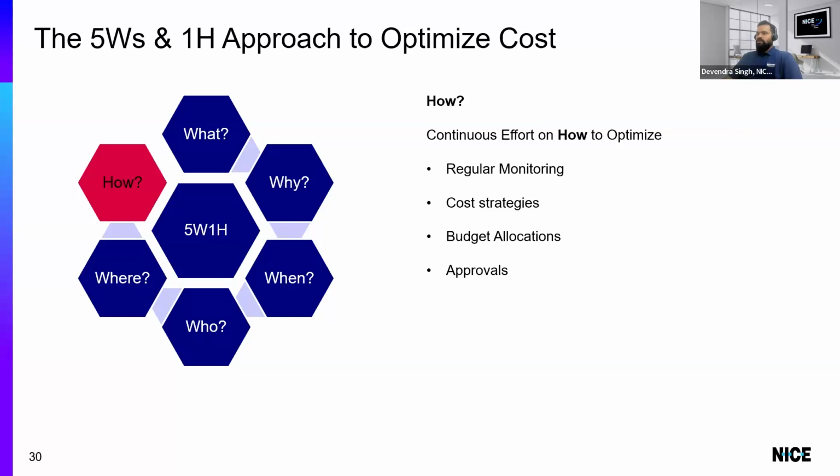Now let's talk about how we continuously optimize. We need to understand that cost optimization is not a one-time task. It requires ongoing attention and it is a continuous effort. So a key aspect is regular monitoring. We have to monitor regularly so that we can adjust in real time, rather than waiting for the next billing cycle when the cost occurs. One important factor is implementing cost strategies.